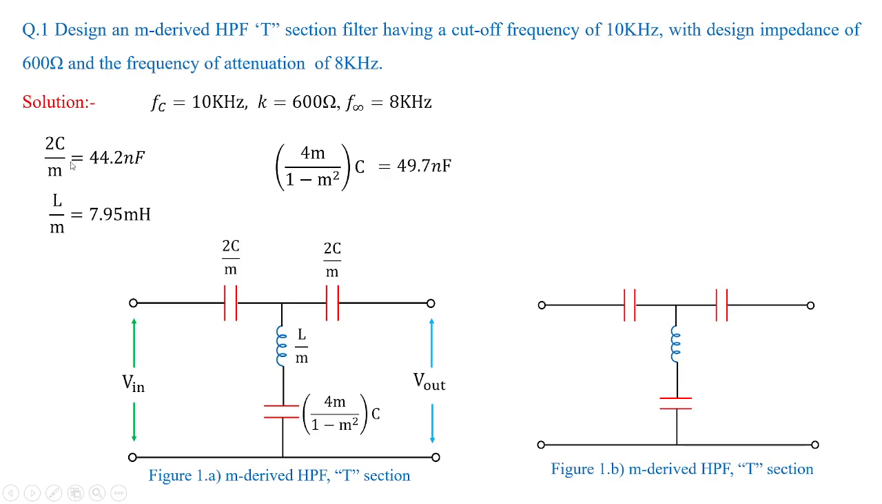Wherever you have 2C by M, replace it by 42.2 nanofarads. Replace this L by M with 7.95 millihenries, and the capacitance, the changed value with the scaling factor, is replaced by 49.7 nanofarads. So this is how we design a T-section m-derived high pass filter. You try to sort out the m-derived high pass filter for pi section and comment in the chat box whether you are able to find it or not.